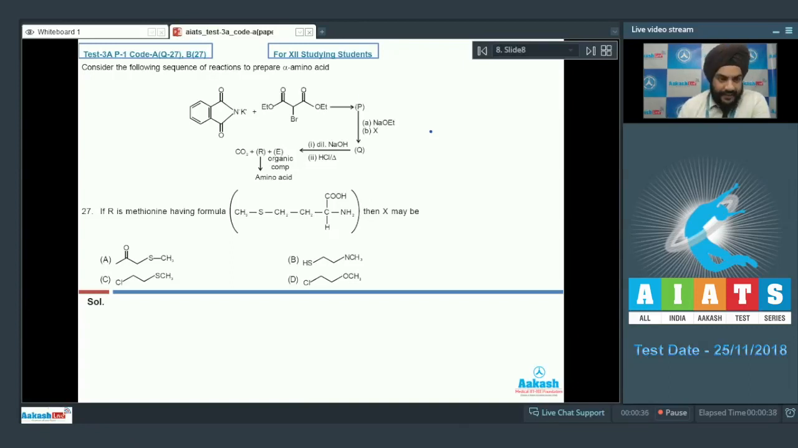So we have been given a reaction sequence for the preparation of alpha amino acid. So let us look at question number 27. So we have a negative charge over nitrogen and we have a substrate given to us which has a leaving group present. So this negative charge over nitrogen can attack on this carbon and make this Br group leave, which will lead to the formation of P. So we can probably draw the structure of P.